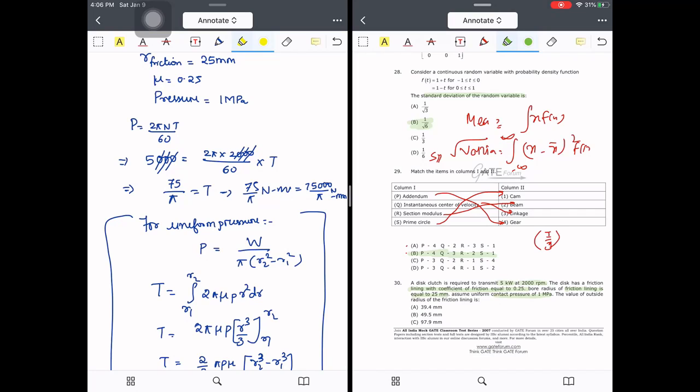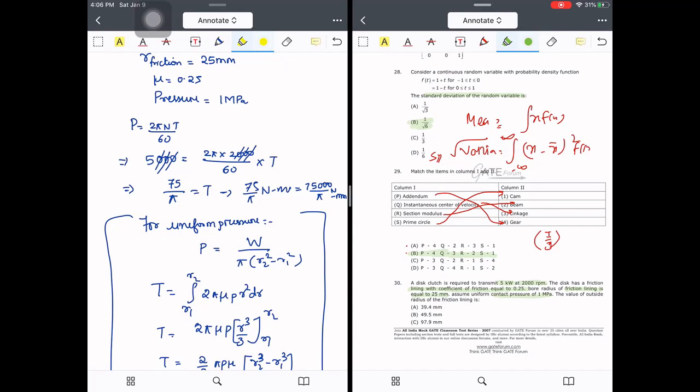Since they have already mentioned this is a constant pressure, we are applying a constant pressure of 1 MPa. If they had not mentioned anything, we will assume that it's a constant wear. But if they have mentioned constant pressure, we will work accordingly. Basically the discs are operated in two different scenarios: constant pressure and constant wear.